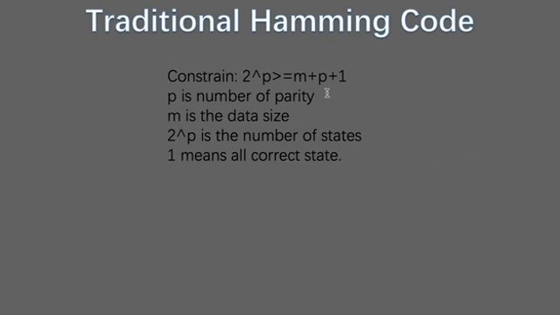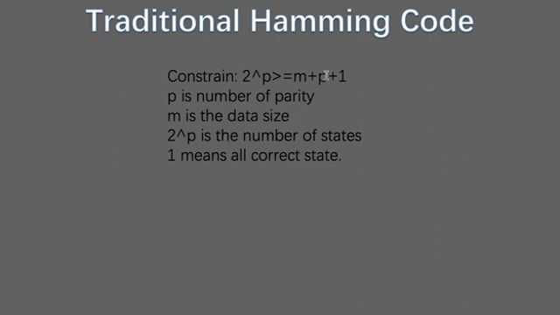And why does the formula look like this? Firstly, parity bits are redundant bits, which are not used to store the data. Parity is only used for detecting the error. Error can happen in any bits, including the parity bits. So the number of bits in which the error can happen is m plus p, like this.